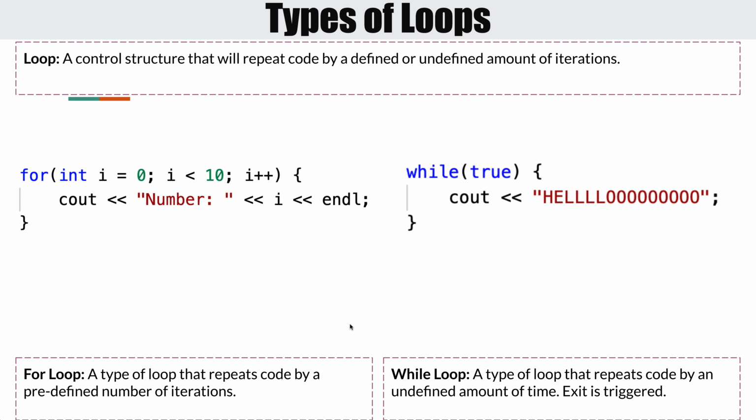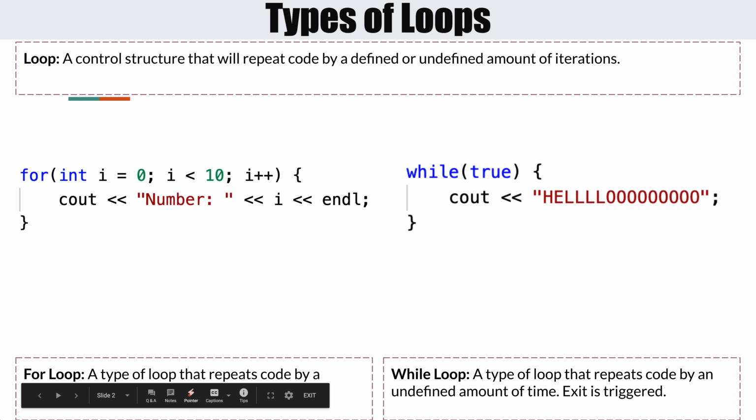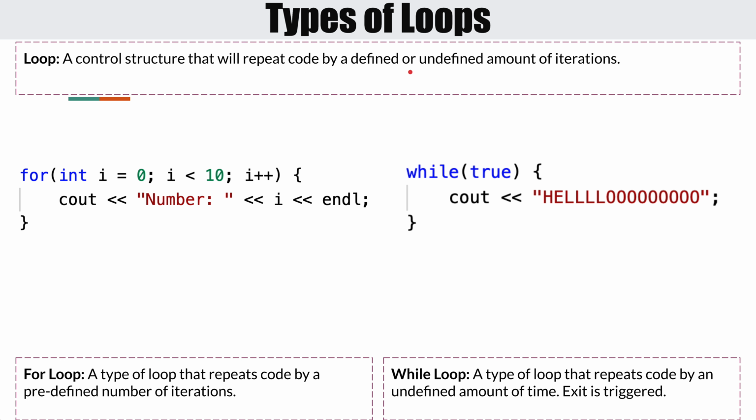Okay, so first we're going to talk about two types of loops, and I'm talking about these two because they're the main types that we're going to see. So the first one, let me get my pointer going here. We have a control structure that will repeat code by a defined or an undefined amount of iterations. That's important because we can set a loop to loop a certain amount of times, or we can set it to exit given a certain condition.